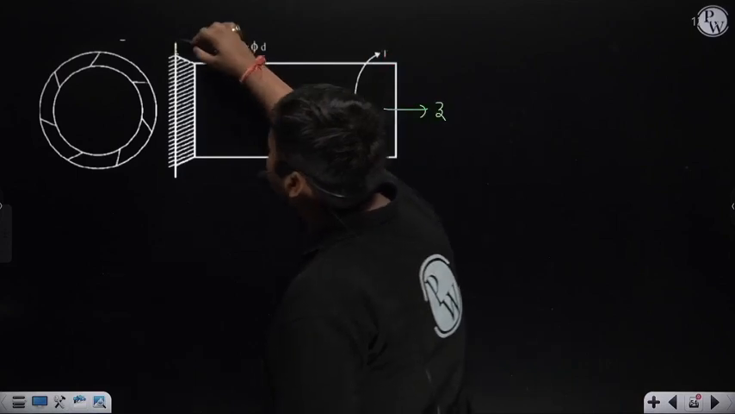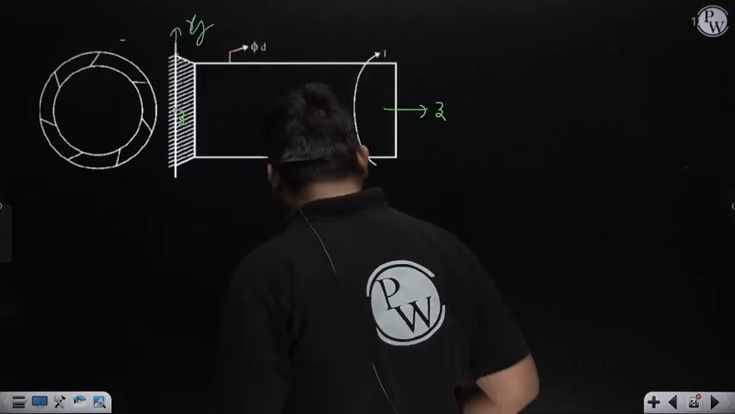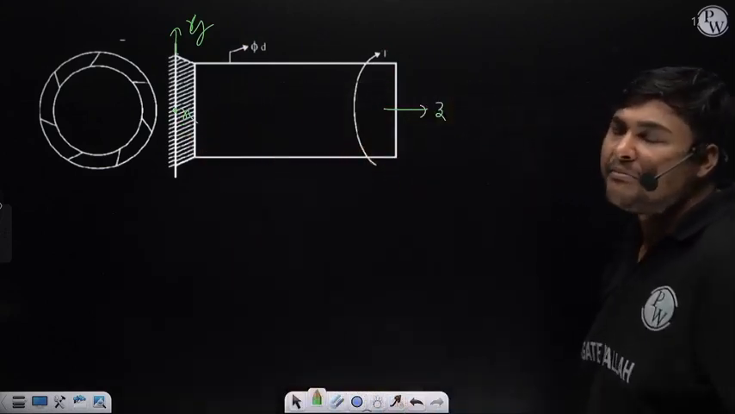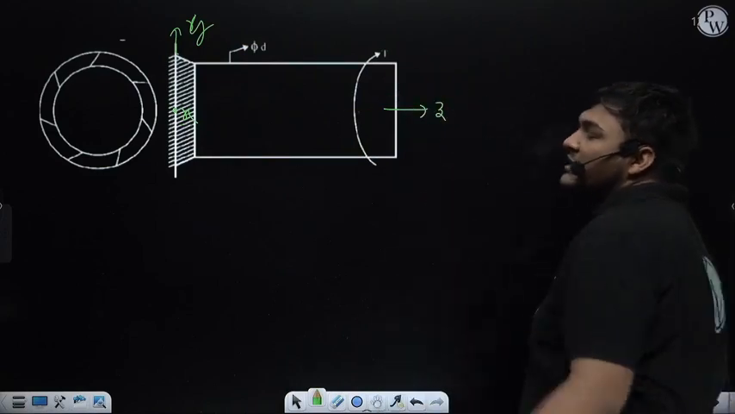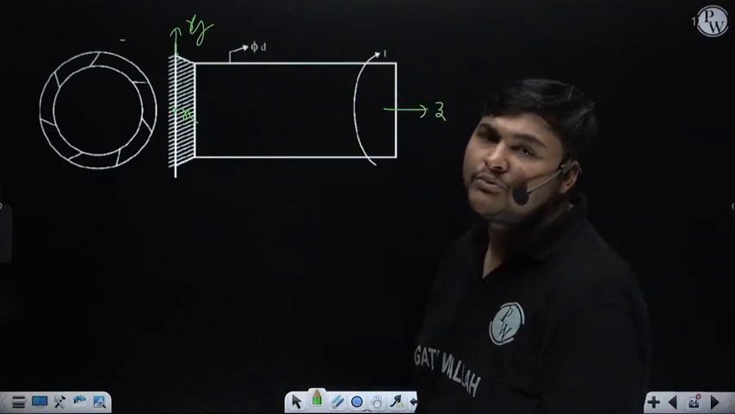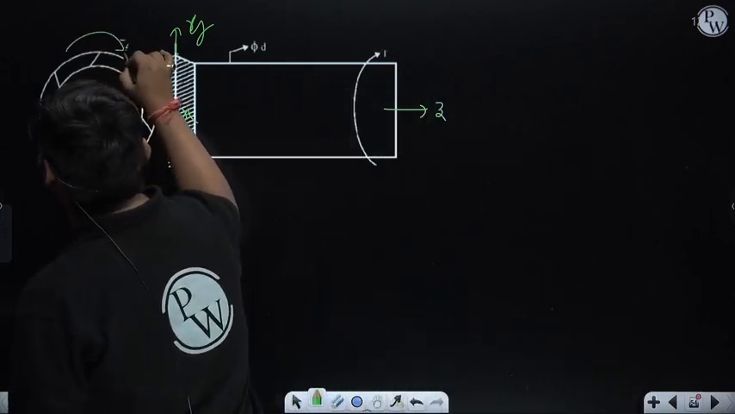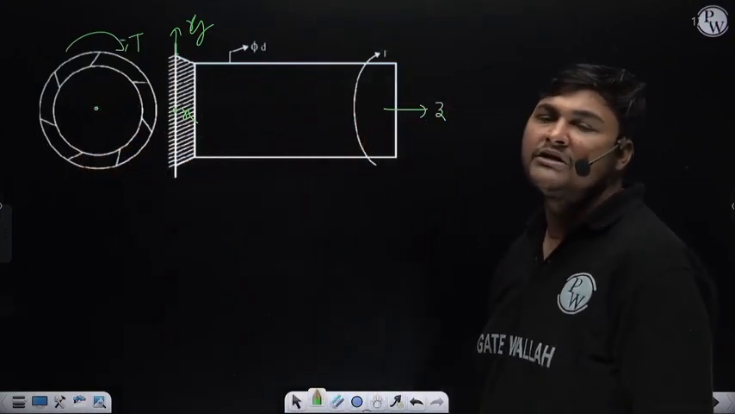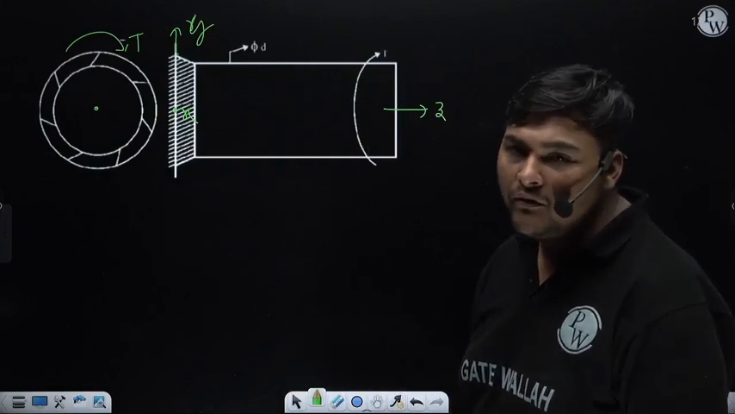This is the z axis. Suppose this is the y axis and this is the x axis. The x axis and y axis are along the plane of the weld, and the z axis is perpendicular to the plane of the weld, and this moment is acting about the z axis. If you see this side view, this moment T is acting like this, meaning it is acting about the centroidal z axis, which is perpendicular to the plane of the weld, so it will act as a torsion moment for the plane of the weld.